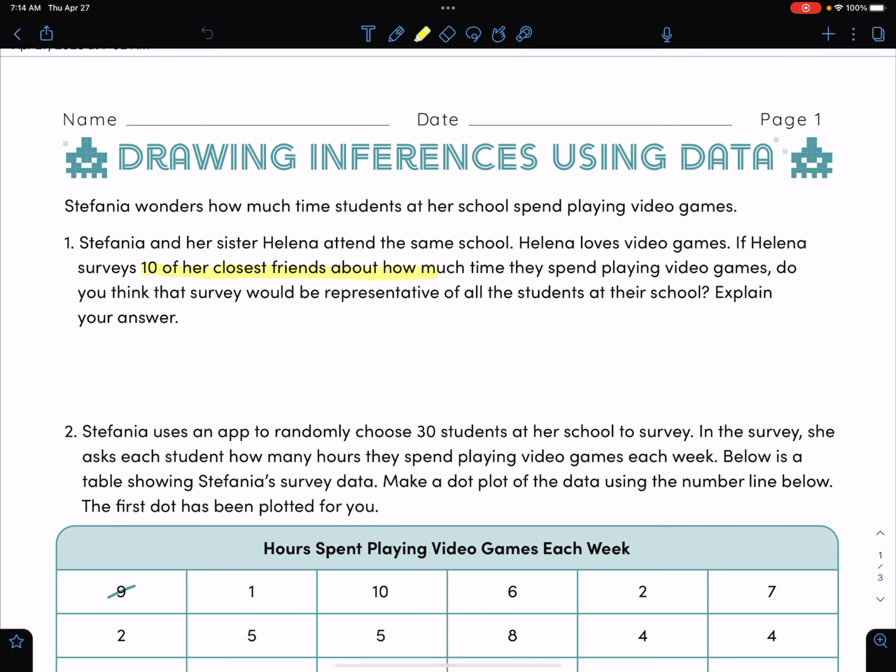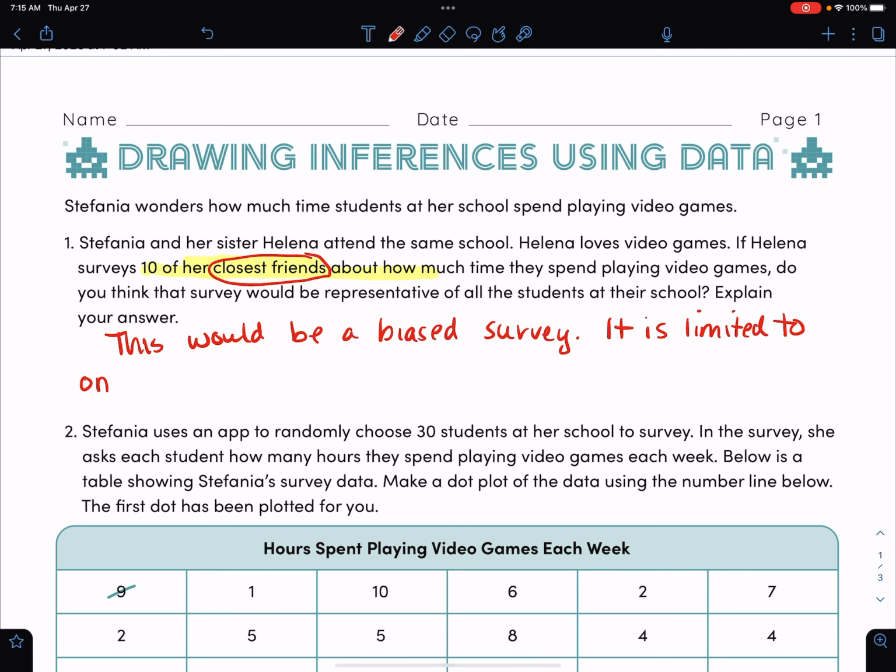So we have covered this and talked about this before. The issue with this one would be the fact that she is limiting her data. Her closest friends probably have the same interests or similar interests as she does. So it would not be representative. So this would be a biased survey. It is limited to only her friends, which probably has the same interests or similar interests.